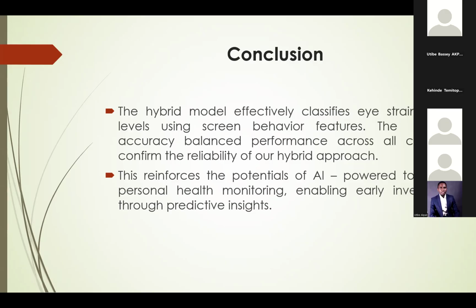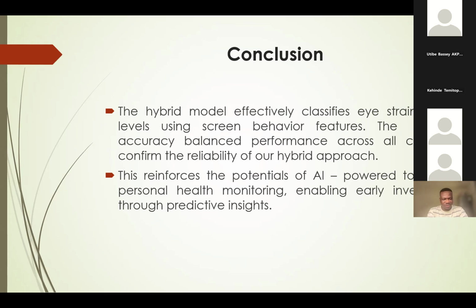So in the conclusion, we can say that the hybrid model effectively classifies high strain risk levels using screen behavior features. The high accuracy and balanced performance across all the classes. The classes were the high risk, the low risk, and the moderate risk, which shows the effectiveness and reliability of our hybrid approach. And in conclusion, again, we can also say that this reinforces the potential of AI-powered tools in personal health monitoring.